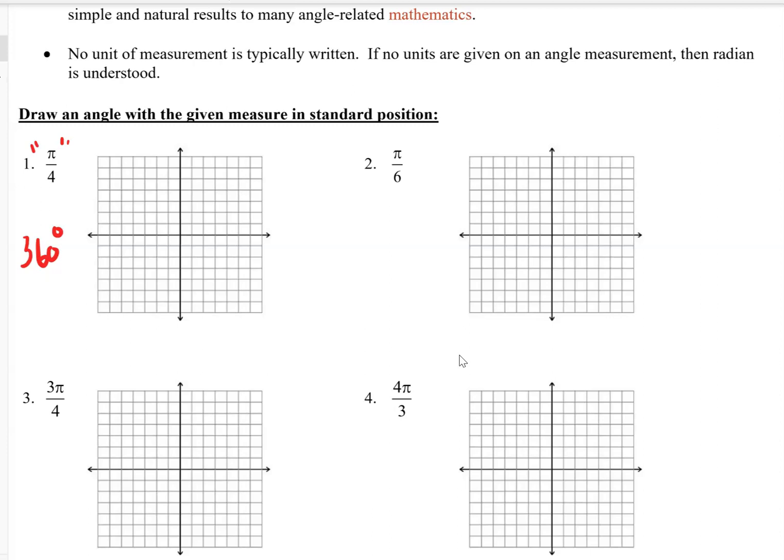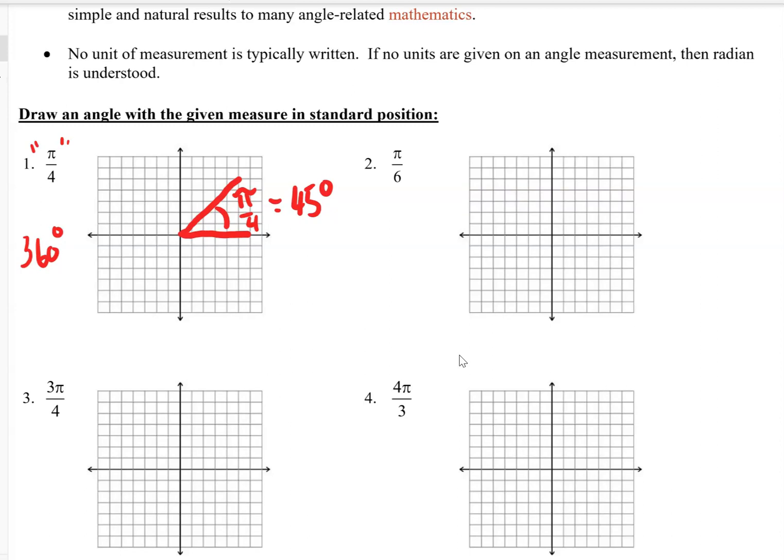So pi over 4, let's think about this. If we started out on our unit circle, and we were going to go pi over 4, well, we now know that halfway around our circle is pi. A quarter way around our circle is pi over 2. So 1/8 of the way is pi over 4, which is 45 degrees.